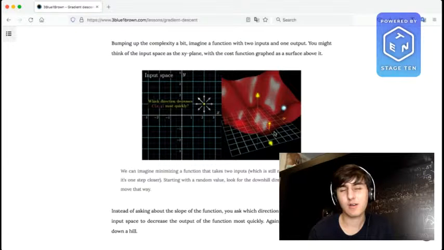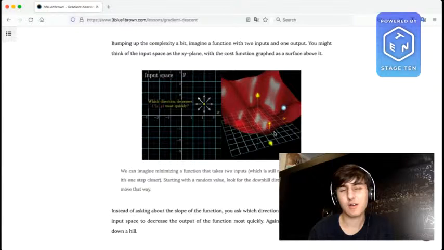Starting with a random value, look for the downhill direction and repeatedly move that way. So we're trying to get to, the minimum is going to be the bottom. So we're going to go down that shape until we get into the very bottom. Instead of asking about the slope of the function, you ask which direction you should step in this input space to decrease the output of the function most quickly.